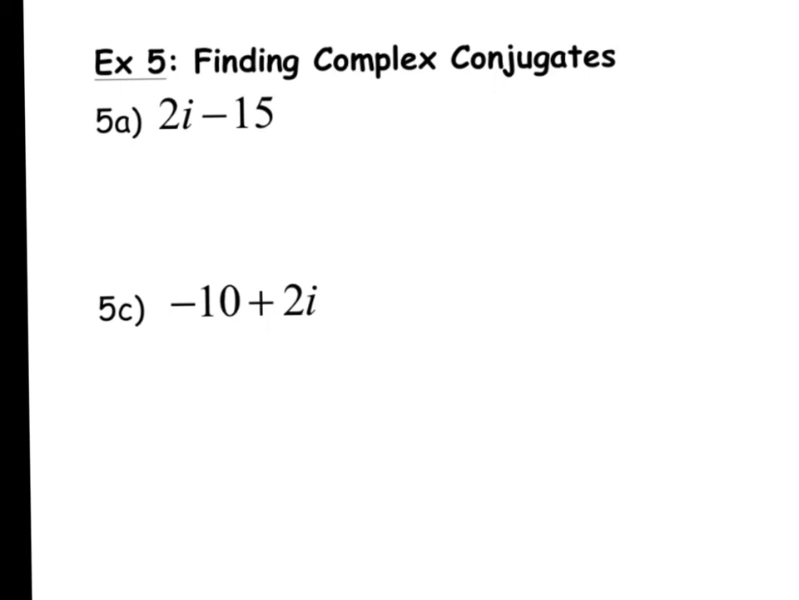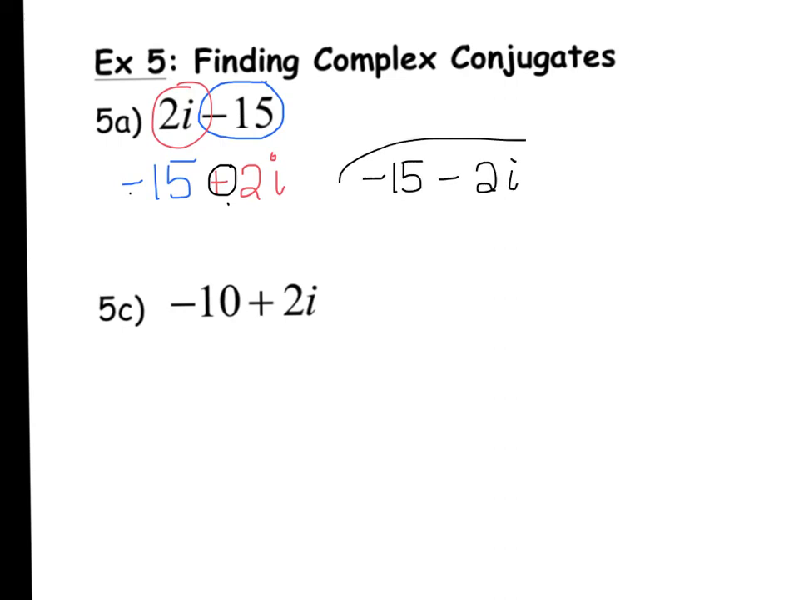So let's make sure we have the real part first. Negative 15 is the real part. And the 2i, it's positive, so plus 2i, is the imaginary part. So that's not the answer. I've just rewritten it in the proper form. The complex conjugate is when we flip this sign. We do not have to touch the sign in front of the real part. We only flip the sign in front of the imaginary part. So the answer here is negative 15 minus 2i. That's it.